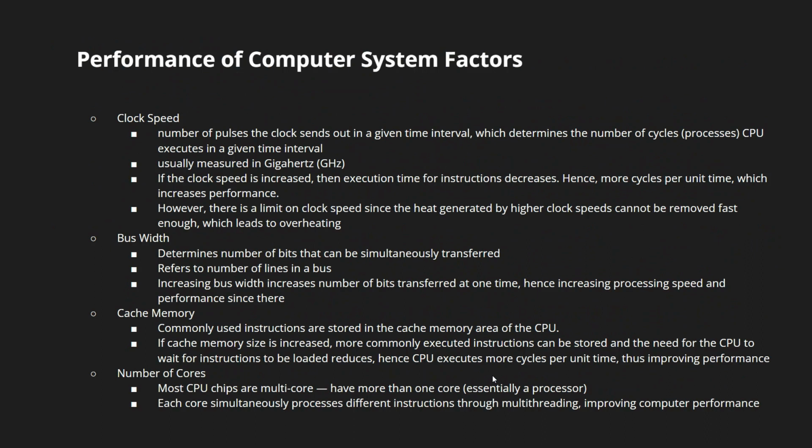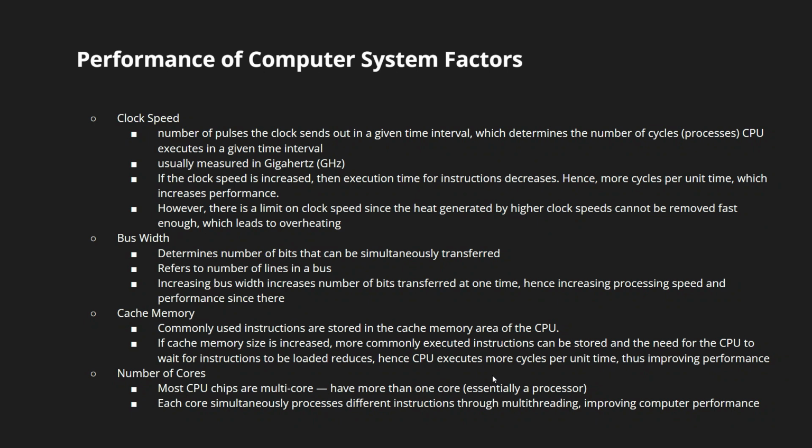Okay, there are four factors that are involved in the performance of a computer system. First is clock speed, second is bus width, third is cache memory, and fourth is the number of cores. The number of pulses the clock sends out in a given time interval is the clock speed. It is measured in gigahertz. If the clock speed is increased, the execution time for an instruction decreases. The clock speed is how many instructions are executed per unit time.